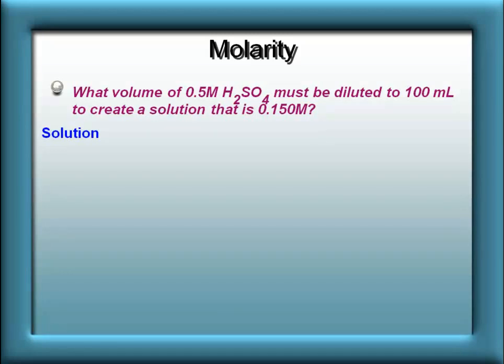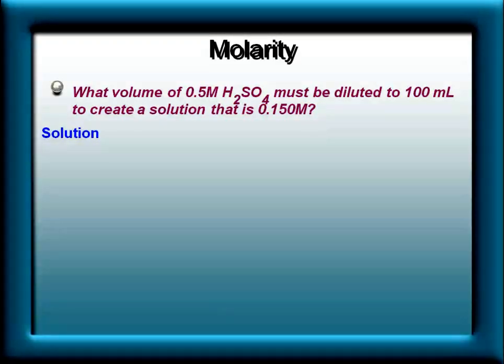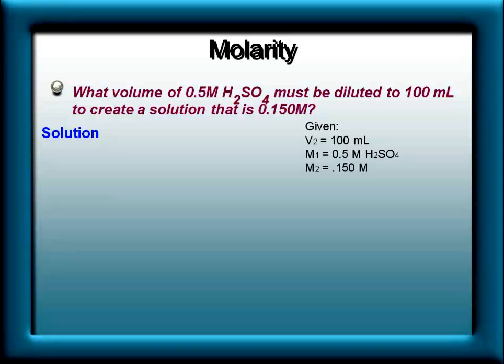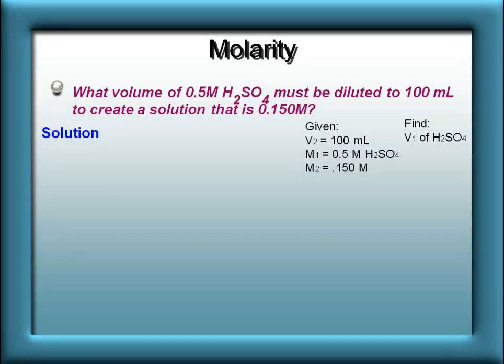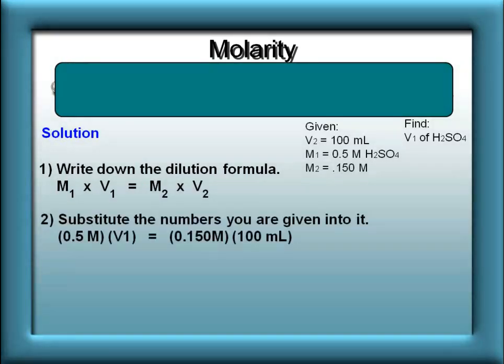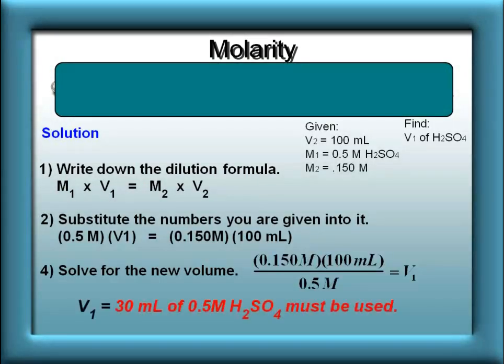Here's another one. What volume of 0.5 molar sulfuric acid must be diluted to 100 milliliters to create a solution that is 0.150 molar? Well, here's your given. We know V2 is 100 milliliters. That's our final volume. We know M1, we start out with 0.5 molar, and we know that our M2 is 0.150 molar. We're going to be finding V1. What was our original volume? Using dilution, plug your numbers in, solve for V1, and we must have started with 30 milliliters of the 0.5 molar sulfuric acid in order to make our new solution at the new volume.